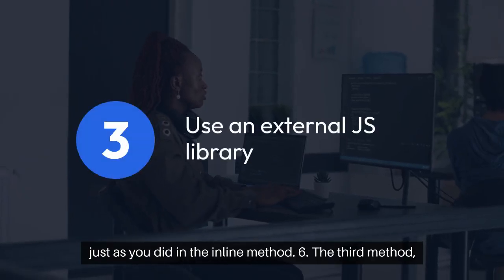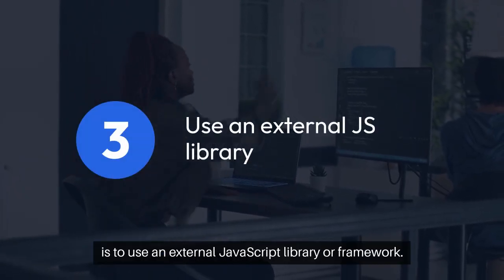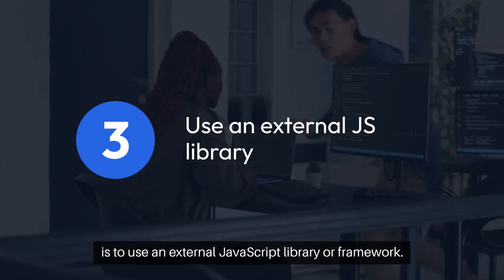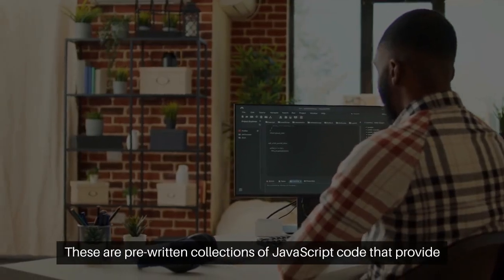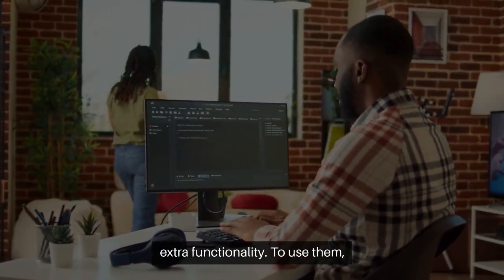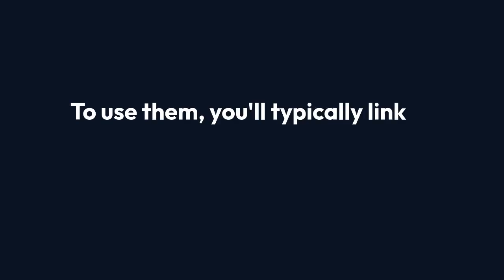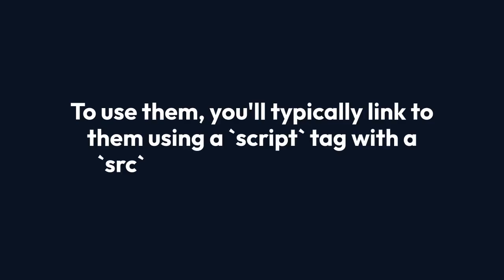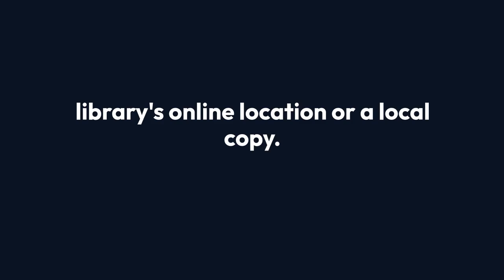6. The third method, although less common, is to use an external JavaScript library or framework. These are pre-written collections of JavaScript code that provide extra functionality. To use them, you'll typically link to them using a script tag with a src attribute pointing to the library's online location or a local copy.